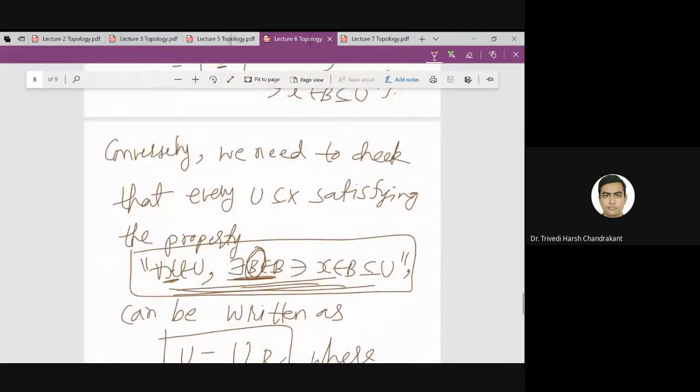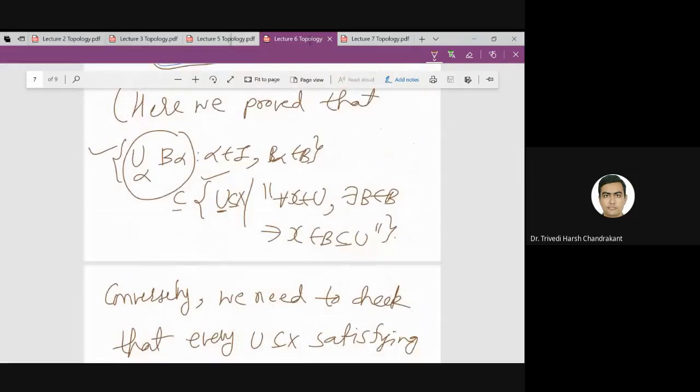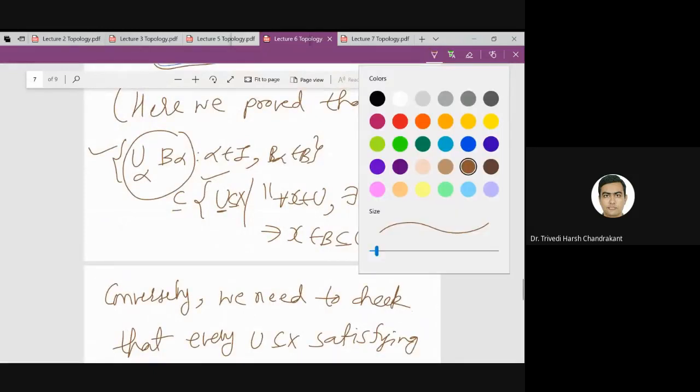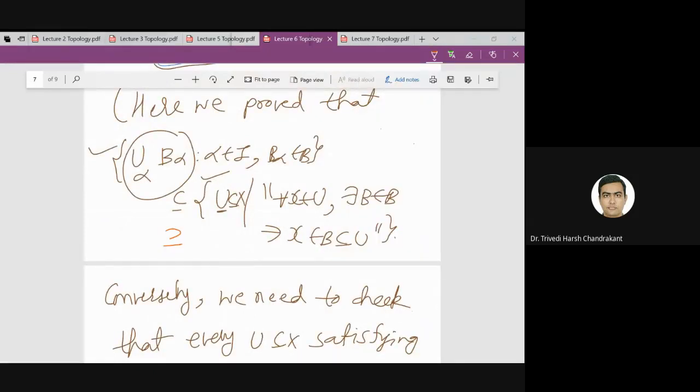That means the other inclusion holds. So this is also true. So now this set is a subset of this, and this set is also a subset of this. That means both the sets are equal. So what does this say? This says, and what is this particular set? That is nothing but tau B, that is the topology generated by the basis B.